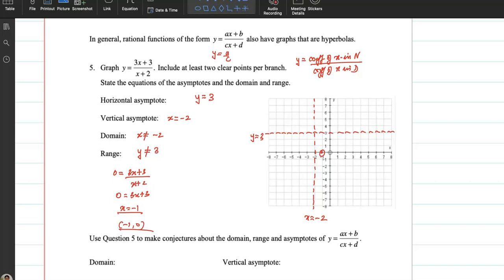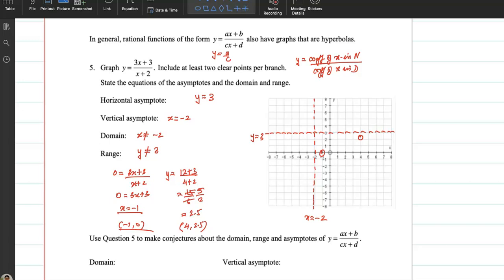Okay. So if I take 4, y is equal to 4 3s are 12, 12 plus 3, 15, upon 6. So 15 over 6. 3 5s are 15, 3 2s are 6. So that's 5 upon 2. So that will be, what did I take? You took 4. So 4 and 2.5. 4 comma 2.5.